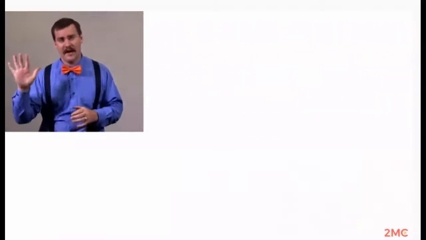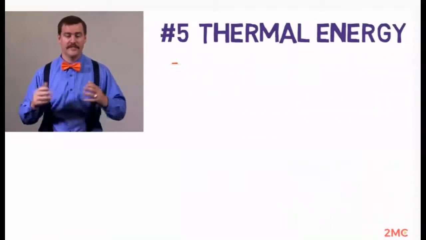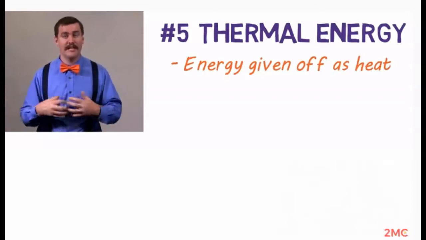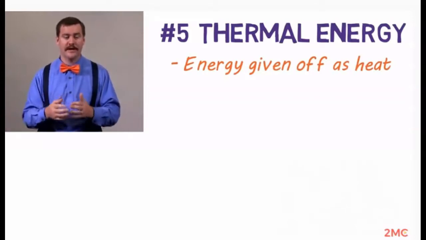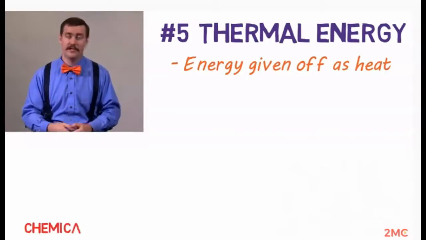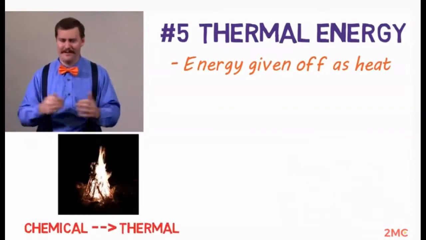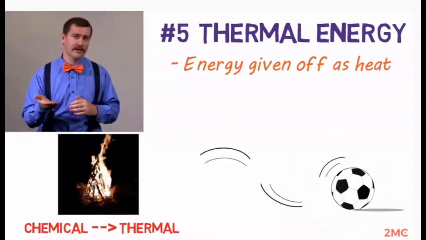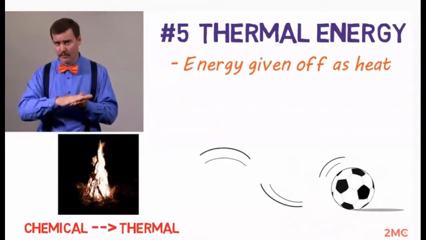And finally, number 5, thermal energy. So this is the energy given off as heat. When you start a campfire, you're breaking chemical bonds in the wood and transferring the chemical energy of those bonds into thermal energy and fire. Right? Friction is another example. So when a ball is rolling across the ground, there's friction between the ball and the ground.